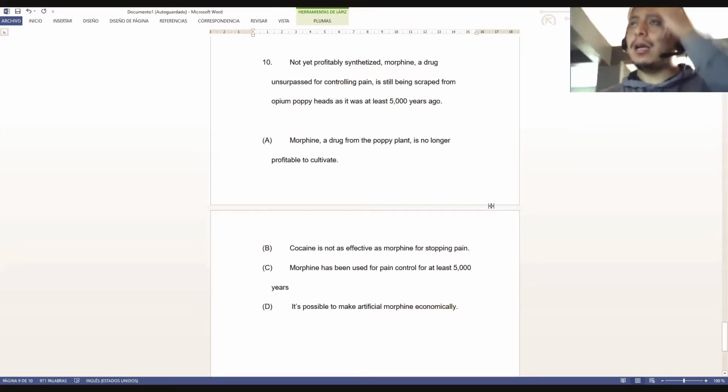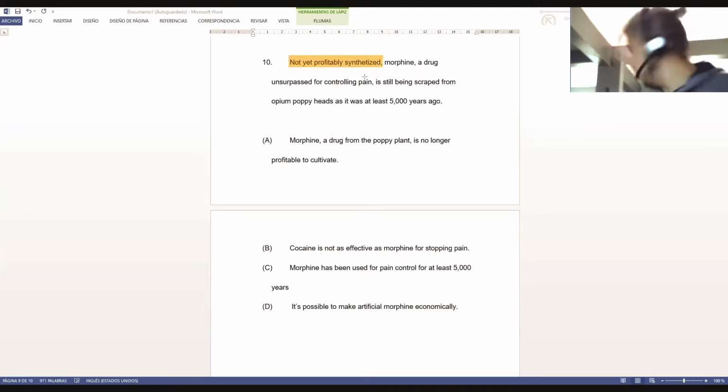It says, not yet profitable synthesized. Again, this has a comma after it, so this is not the subject. It's not really a part of the sentence. Not yet profitable, this is just telling you how or when or why.